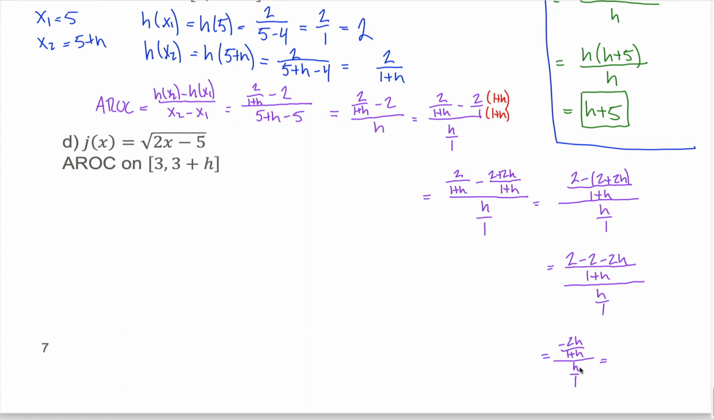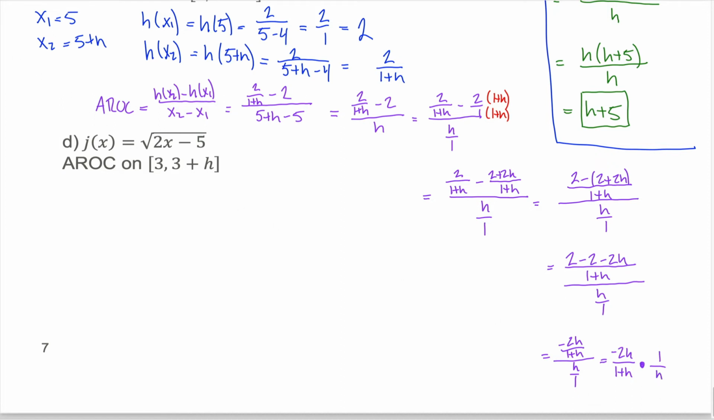And there's a way to divide fractions. What you do is you change it into multiplication by flipping the bottom one upside down. So I take the top one, this negative 2h divided by 1 plus h, and instead of dividing that by h divided by 1, I'm going to multiply that by. Can't be h over 1 because then I'm just switching division into multiplication. It's got to instead be 1 over h.